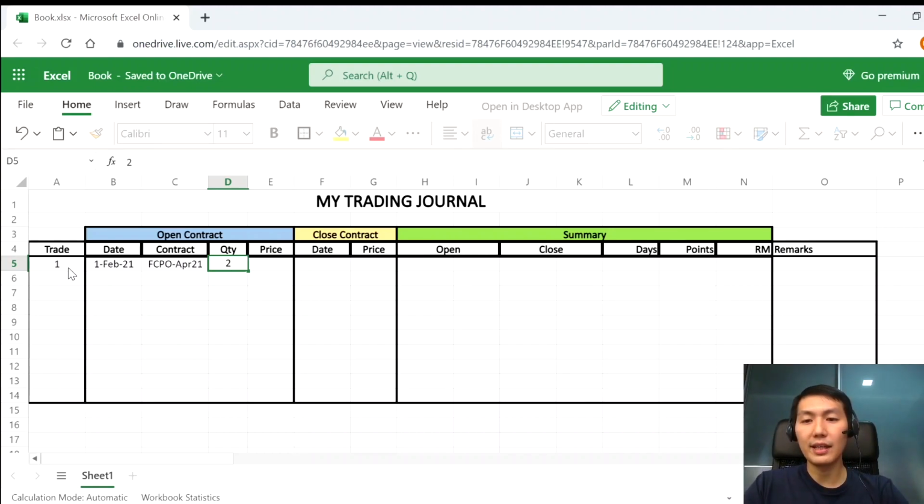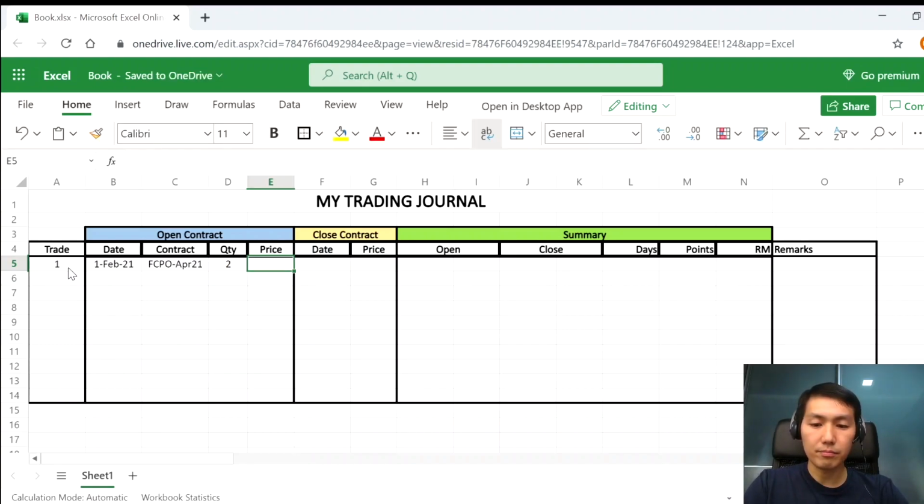So here I have actually entered a long position, which is two contracts at a price of, for example only, 3005. So this is what you will need to do when you have entered or opened a position in your futures trading. You need to record your date, your contract, your quantity, as well as the price that you made this trading entry.